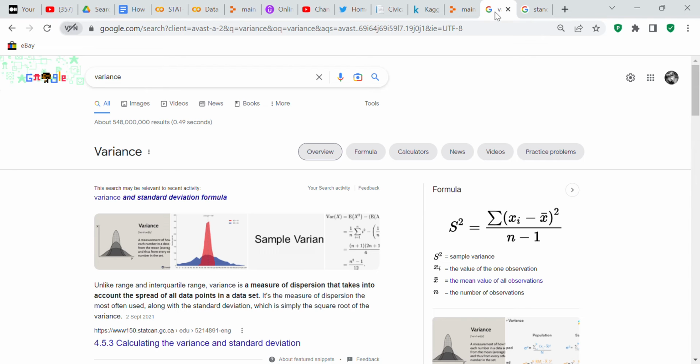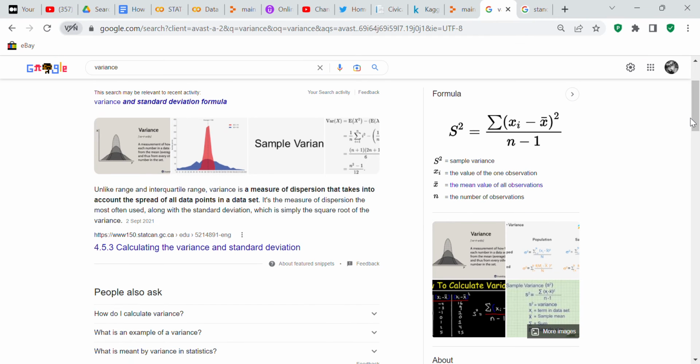familiar with standard deviation. So one of the formulas for standard deviation is that it is the square root of variance. So I thought it would be a good idea to talk just a little bit about variance so you'll know what that is. And you can see here, this is the formula for variance. So here's a little bit about variance.